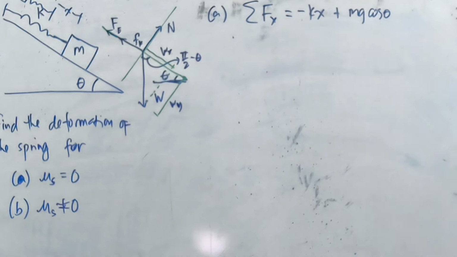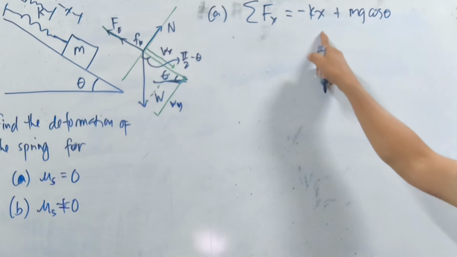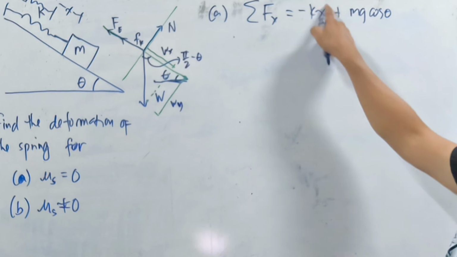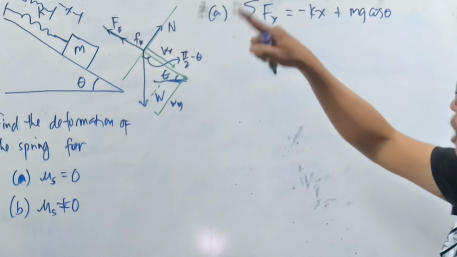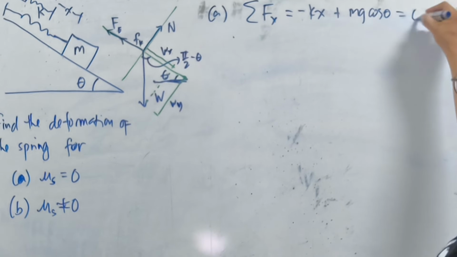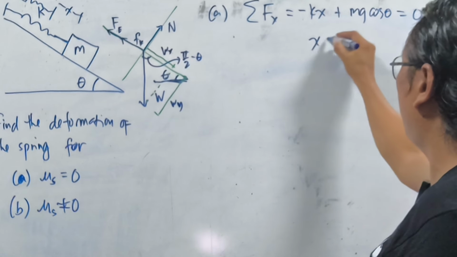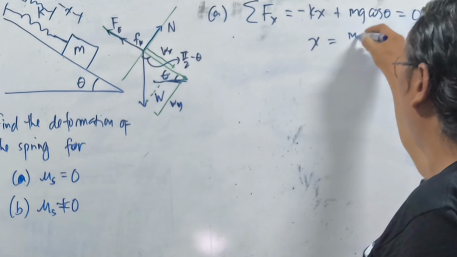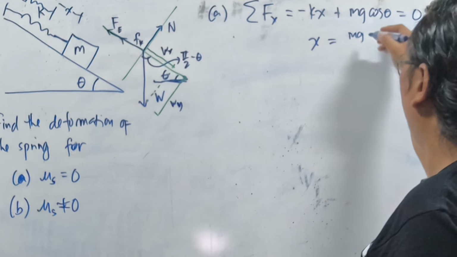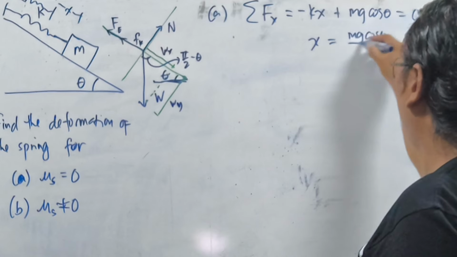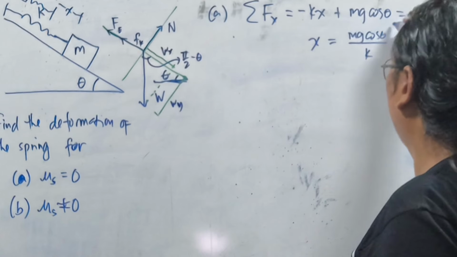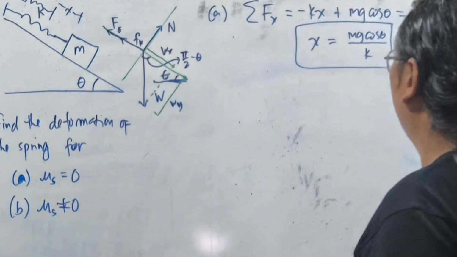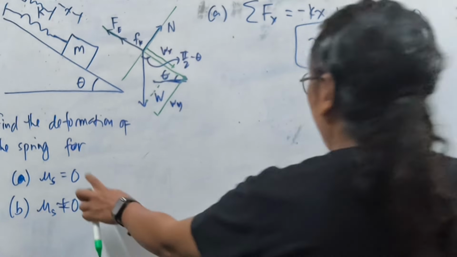This was exactly the same equation that we derived before, only that here it was a T, because it was tension. And this is 0. So here we can see that x is just equal to mg cosine theta over k. So that would be the first solution for this one.